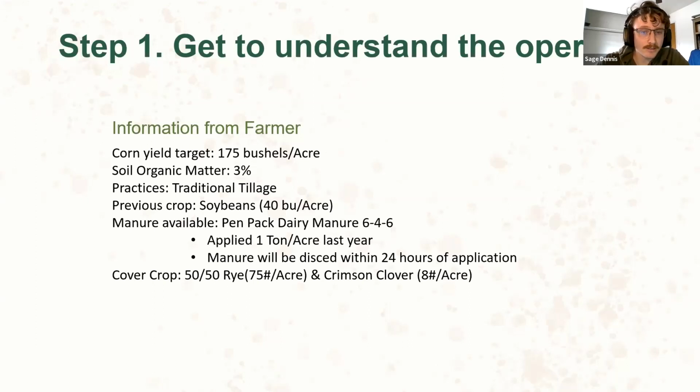He planted soybeans last year and harvested at 40 bushels an acre, and he applied manure last year at a rate of 1 ton to the acre, and that is still available for this growing season moving forward, which we'll be talking about later when we actually are looking at our soil test recommendation. But that manure he applied last year was disced in within 24 hours of application, followed by a 50-50 application of rye and crimson clover.